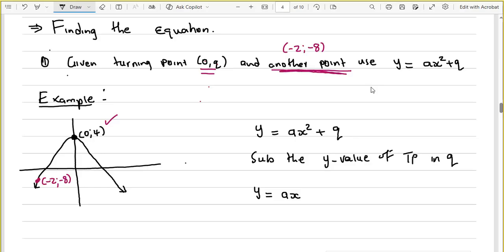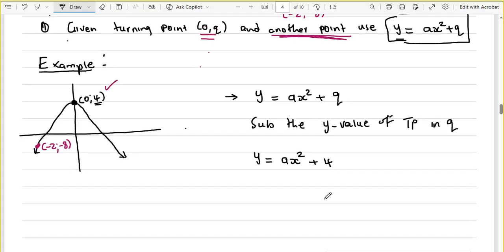So if you are given a turning point and another point, we are saying that we're going to use this equation. First thing first, write the equation down. Then on the value of Q, where there's Q, you substitute the Y value of the TP, which is 4. So this will be AX squared plus 4. Are you still with me on that?